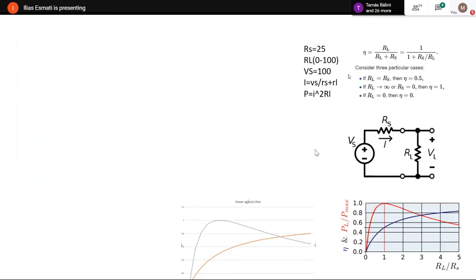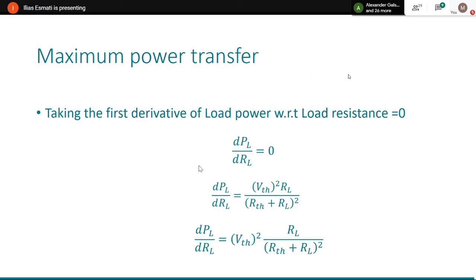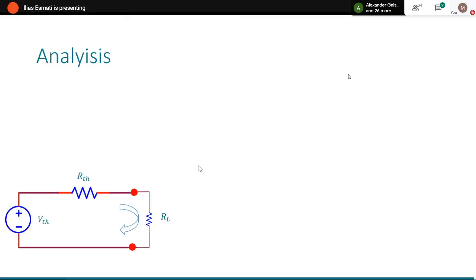And what was the takeaway? This is what you have to remember: the maximum power transfer is the Thevenin voltage squared divided by 4 times R Thevenin. The reason I showed you the circuit analysis, the differentiation, the crazy math and the MATLAB is just to show how to get to this. This was our mission.